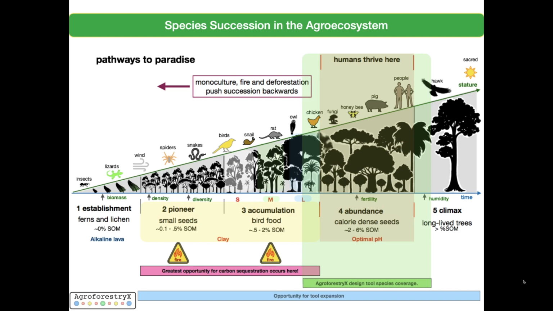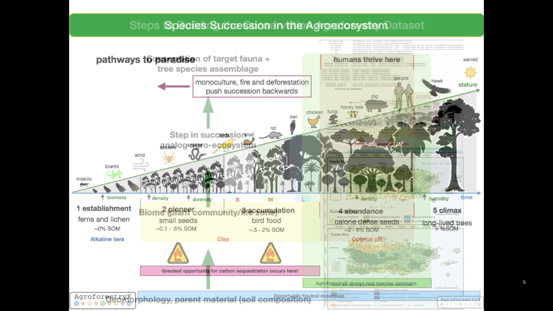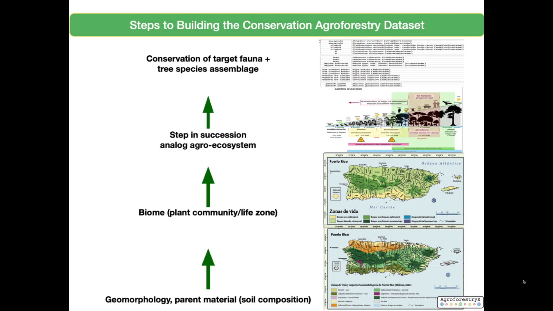The fifth step, climax, can have seedling recruitment of earlier steps littering the ground, but ultimately the pool of species capable of long lifespan is limited. Density decreases, giving rise to old, large trees at wide spacing. The combined overlap of soil composition, biome, present step in succession, target fauna, and structure-function relationships determines the tree species for the conservation agroforestry dataset.